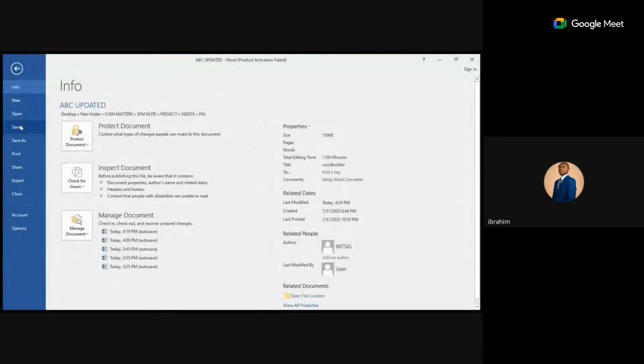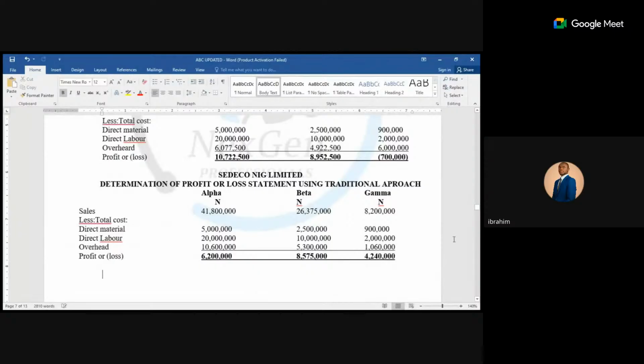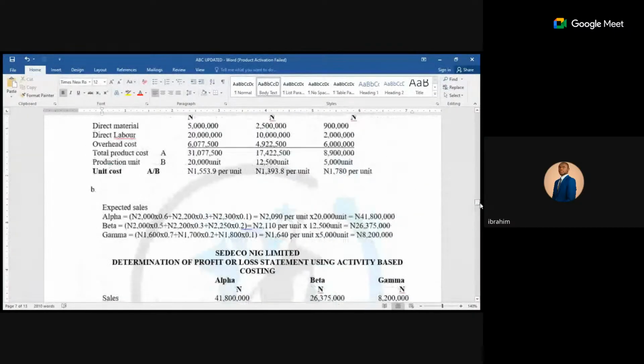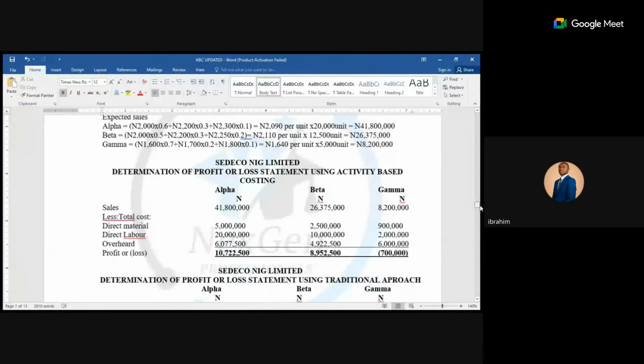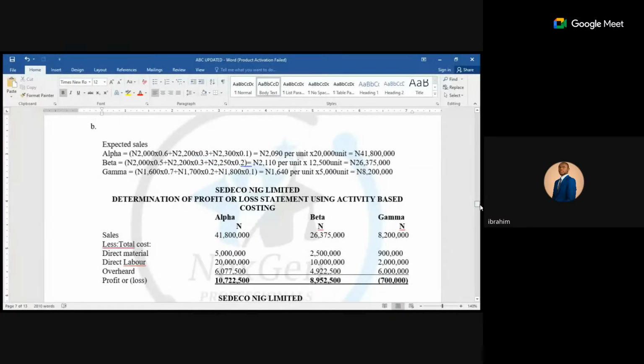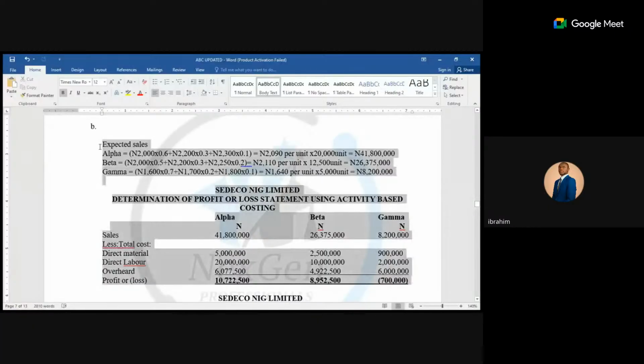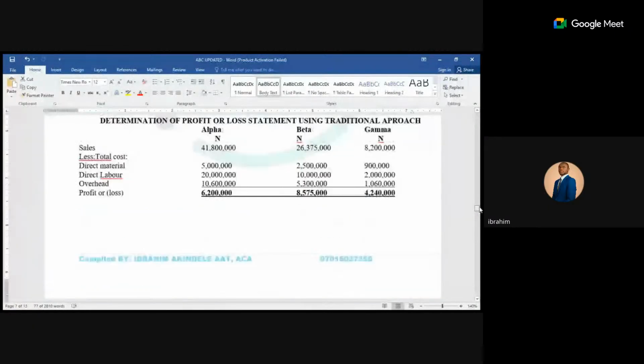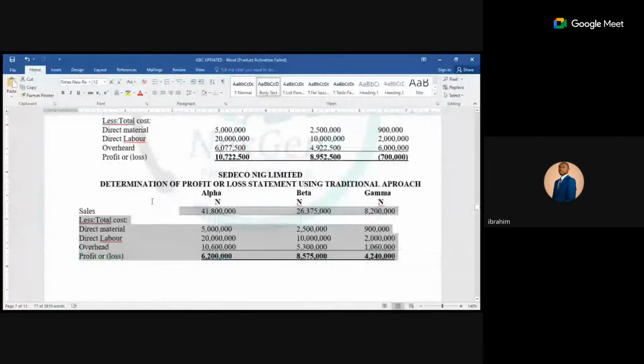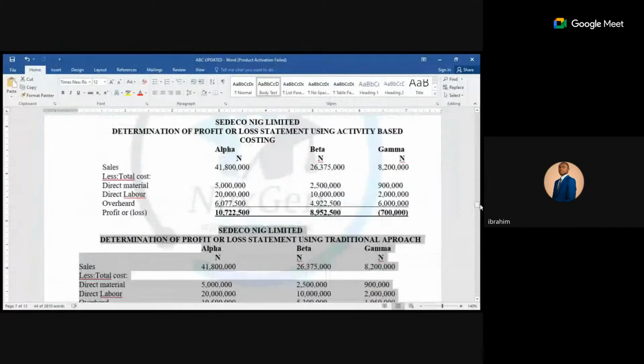Thank you, everyone. I think we are done with this question, right? So this B part is 8 marks. I think this will be 4 marks, then this second one will be 4 marks. That is 8 marks. So what is the next question?